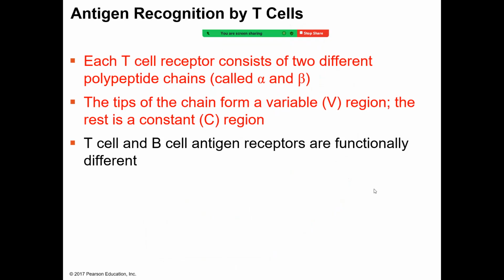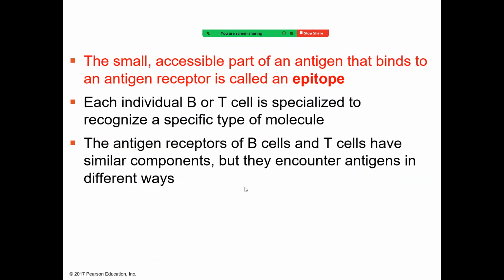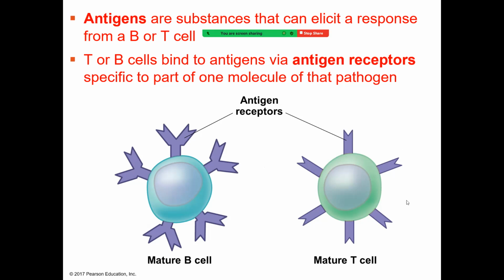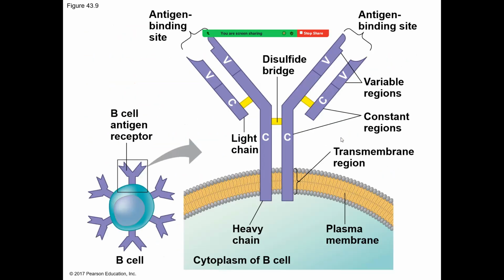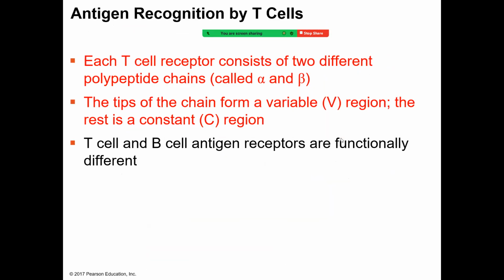Okay, so that was B cells. So our T cells also have antigen receptors. Remember, we saw the picture of that. Let me go back here real quick. Here. So our mature T cells also have antigen receptors. They are linear. They do not look like Ys like we see on our B cells. So this is a linear antigen receptor on our mature T cell, also still embedded into the phospholipid bilayer.